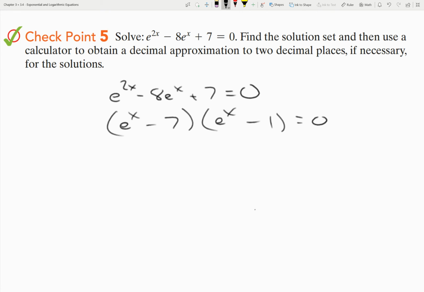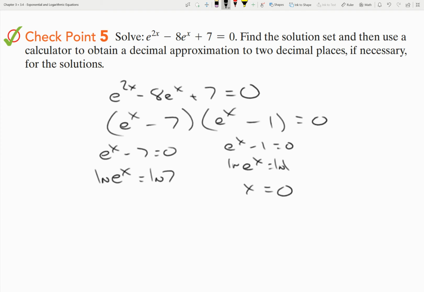Okay, just like the last one, e to the x minus 1 is 0. So e to the x is equal to 1, take the natural log, and you get x is 0. So the left one is the only one where we need to use a calculator. So e to the x is 7. We take the natural log of both sides. The x comes to the front. x natural log e is equal to the natural log of 7. The natural log of e cancels. So x is equal to the natural log of 7, which is 1.9459.